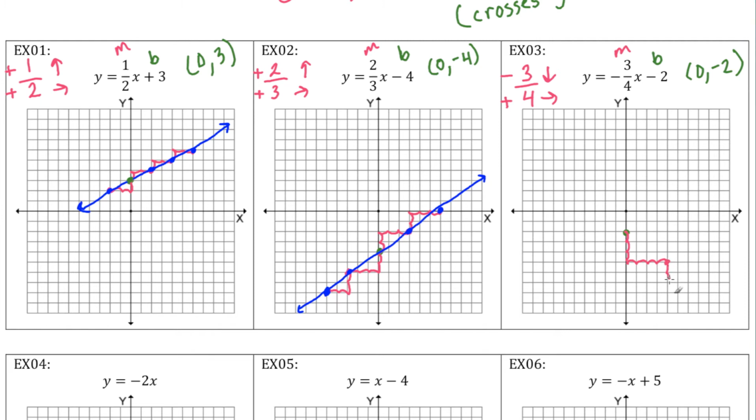Down 3, right 4. And then up 3, right 4. And that'll be fine. So we graphed my y-intercept first, and then we use our slope to find more points.